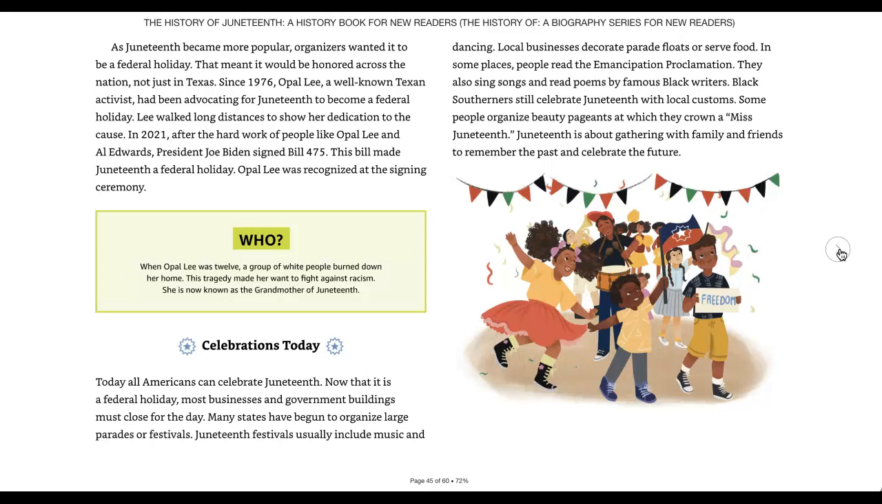Black Southerners still celebrate Juneteenth with local customs. Some people organize beauty pageants at which they crown a Miss Juneteenth. Juneteenth is about gathering with family and friends to remember the past and celebrate the future.